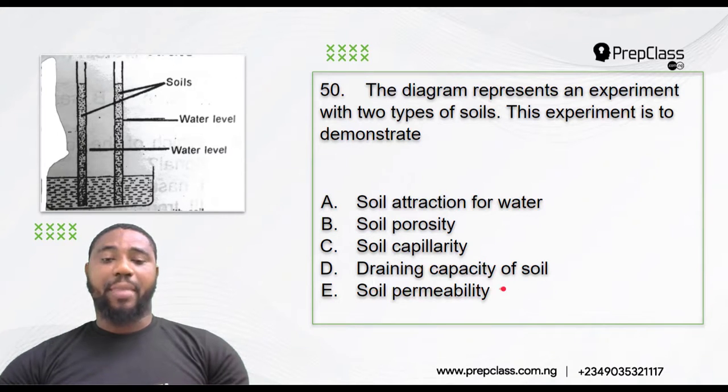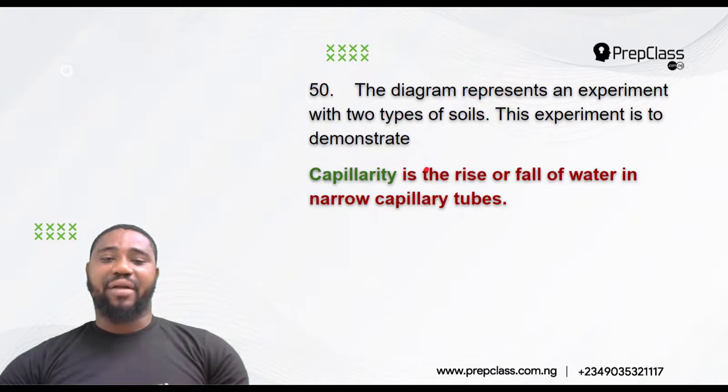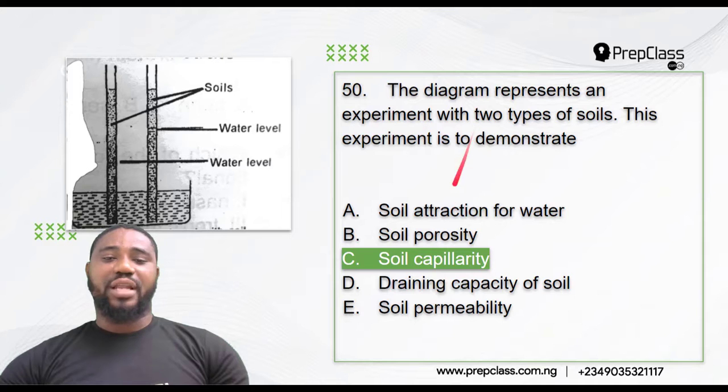Is it soil permeability? Of course, you can see in this experiment, soils are placed in an open-ended tube and dipped in water, and water now rises in the tubes. So the rise or fall of water in narrow, tiny tubes like this is known as capillarity. Capillarity is a rise or fall of water in narrow capillary tubes. So because of that, we are looking at soil capillarity.